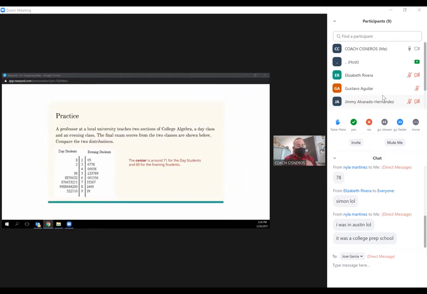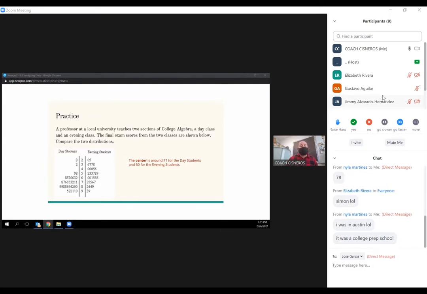The center for the day students I found was 71, and the center for the evening students we found was 60. I showed you how to find those earlier. You guys can figure that out on your own. If you really wanted to find the average, you add it all up and divide by how many there are.